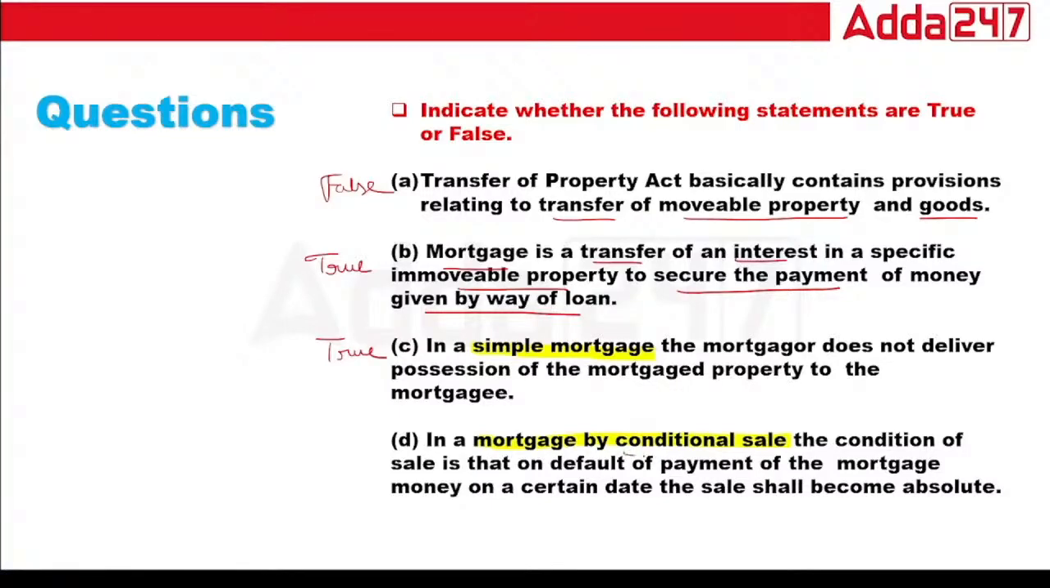What is mortgage by conditional sale? So mortgage by conditional sale is basically, on default of payment of the mortgage money on a certain date, the sale becomes absolute. Because in conditional sale, we just make a document, that is a mortgage deed, in which it is written that the mortgage deed will be automatically converted into the sale deed. So the sale becomes absolute, that is a true statement.